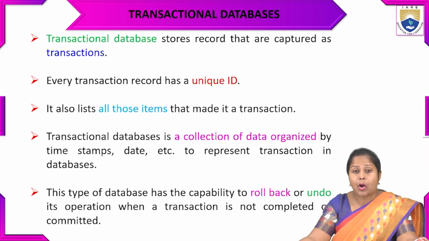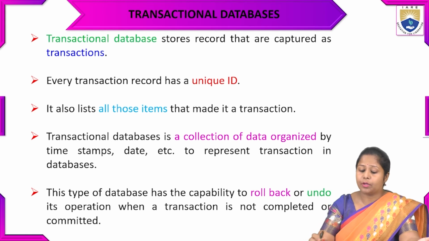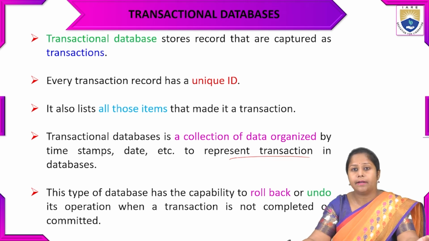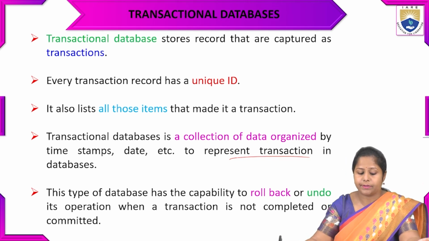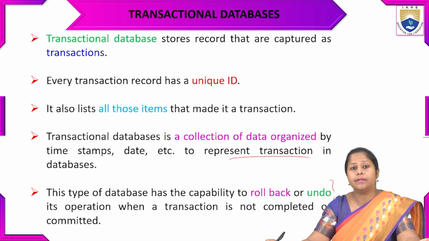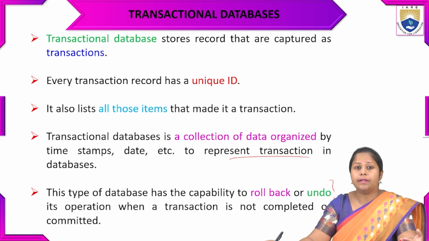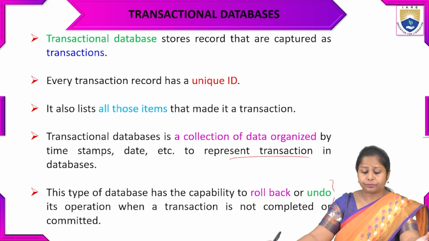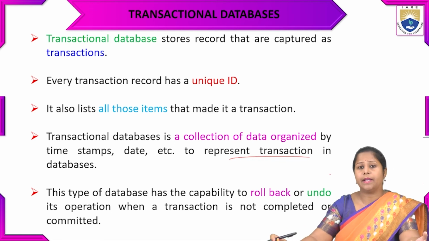So these are some properties of that transactional database. To represent a transaction in the database, each transaction has a timestamp, dates, and other ID-related properties. This type of database has the capability of rollback, or we can say undo, and it has the property of refreshing the data, so its operation can be done.